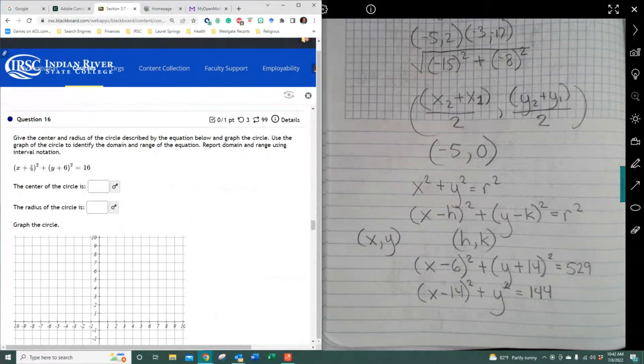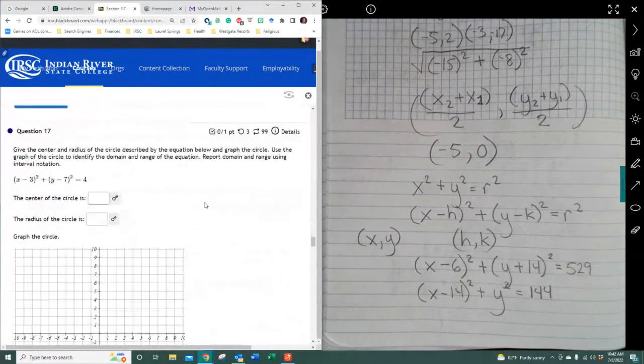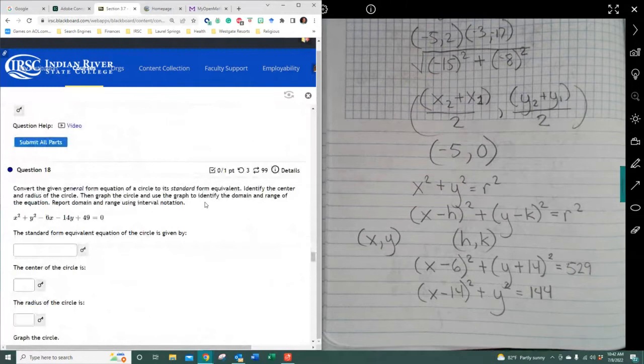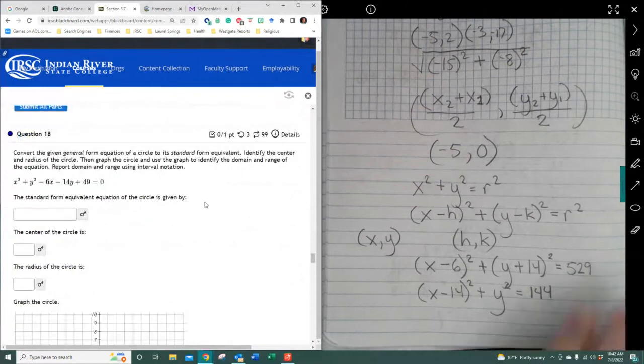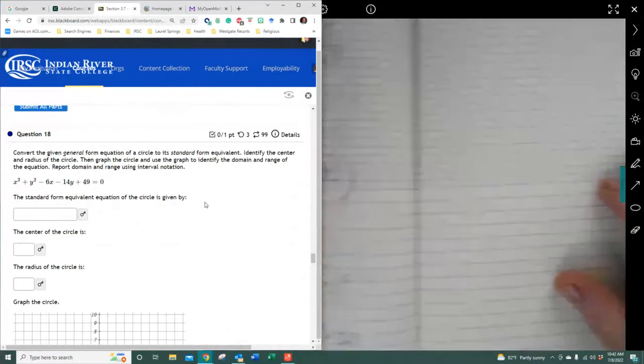Center is at (-4, -6). Radius is going to be 4. So there it is, and then you just go ahead and graph it. It's the same thing over and over again. There's nothing that complicated about this. Now this becomes a little bit more strenuous, a little bit, not hard.